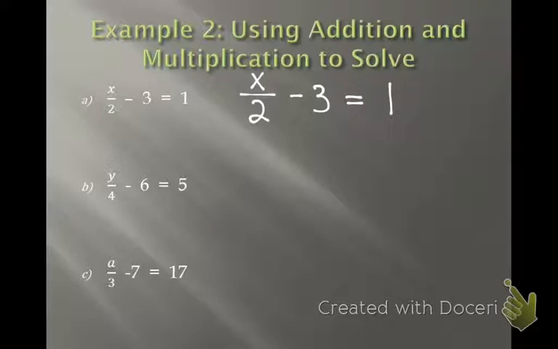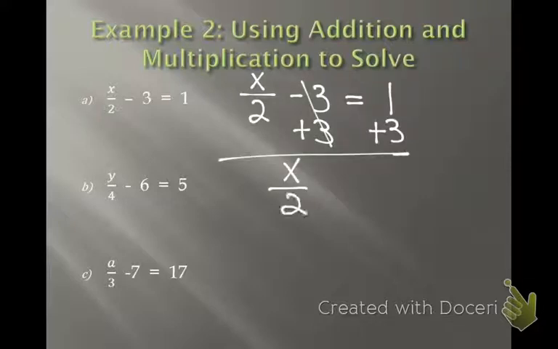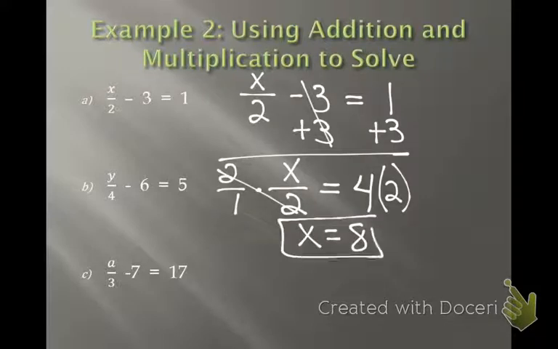What do you do first? Just tell me. Add 3 on. You add 3 to both sides. Very good. So now do you have x over 2 equals 4? Yes. Okay. And then what do you do to both sides? Divide by 2. Wait, don't divide by 2, but you multiply by 2. Who got x equals 8?